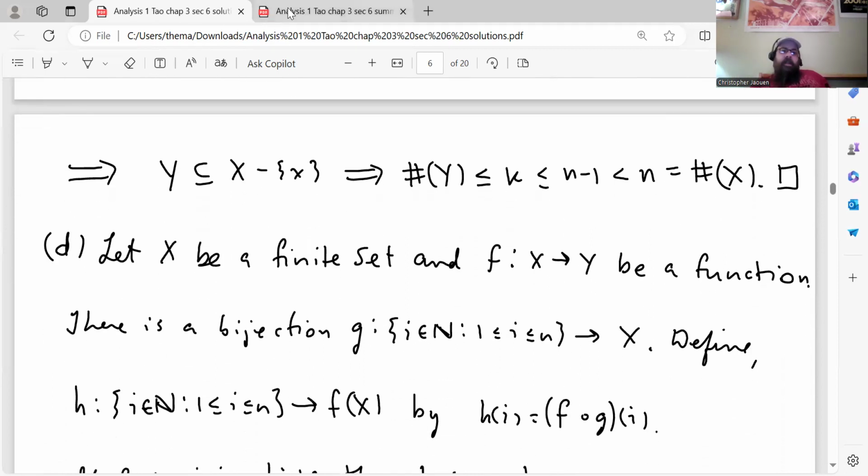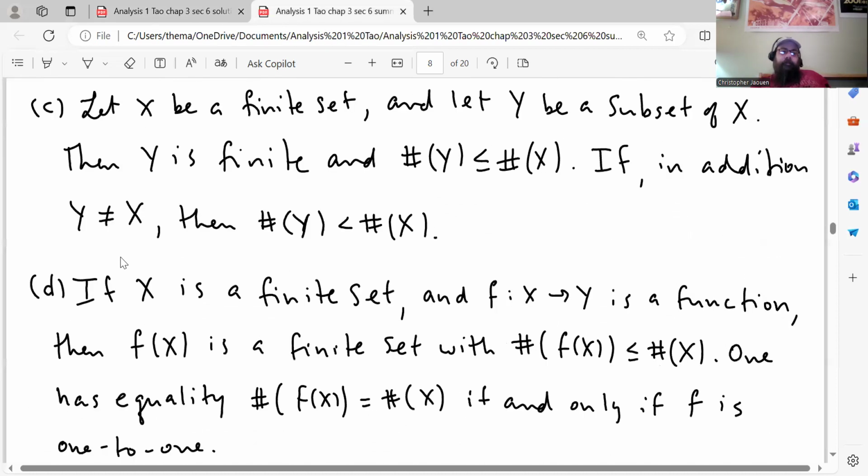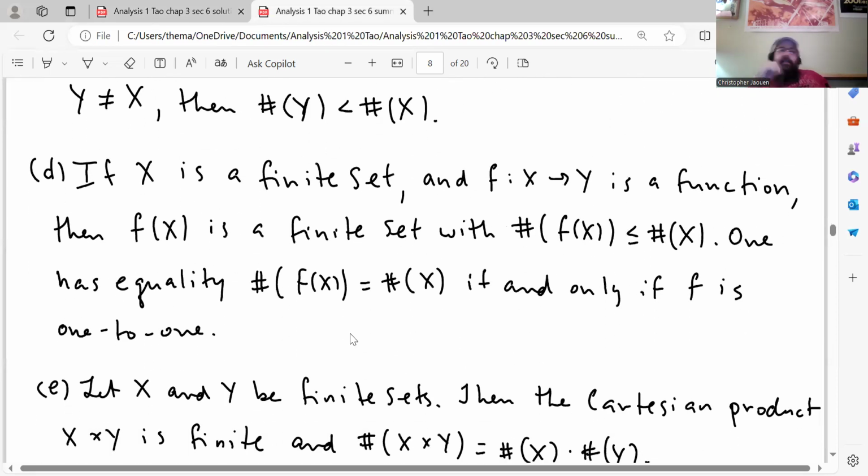All right, part D next. D says if X is a finite set and f from X to Y is a function, then f of X is a finite set with cardinality less than or equal to the cardinality of X. Sorry, let me say this properly. The cardinality of the forward image of X under f is less than or equal to the cardinality of X. One has equality if and only if f is 1 to 1. So let's prove that here.